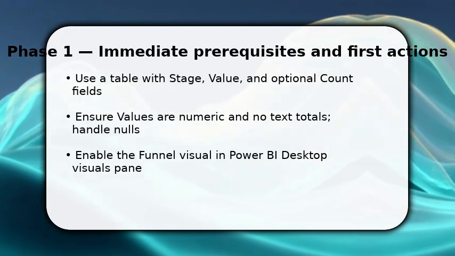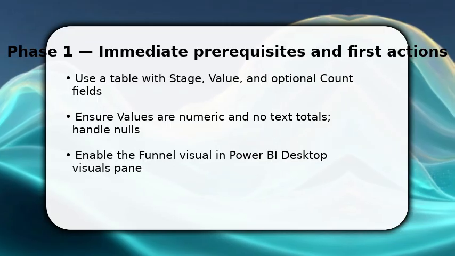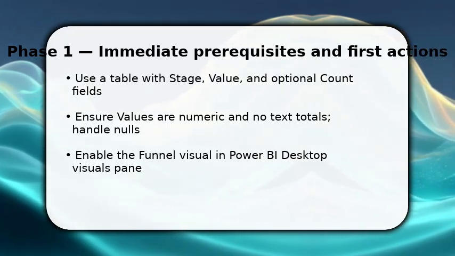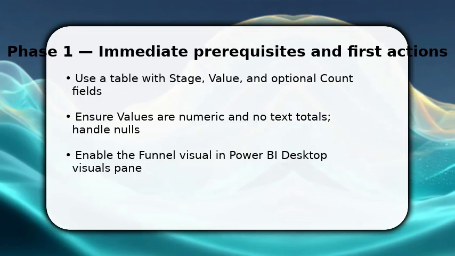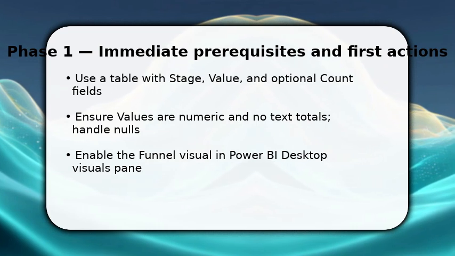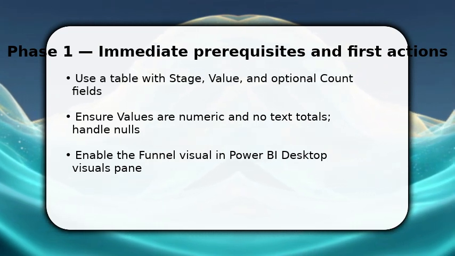Make sure to enable the funnel visual if it is hidden, then drag stage to group and value to values. You are setting the mapping that controls segment order and size. Do this now so the visual responds predictably when you refine formatting and filters later.